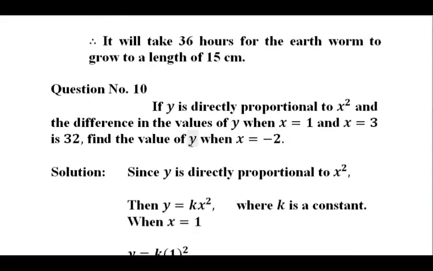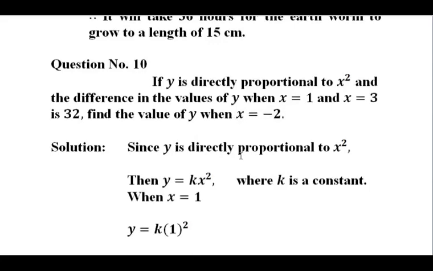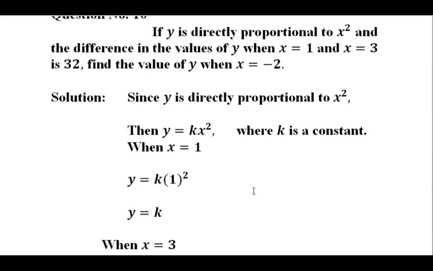Question number 10 from this exercise. If y is directly proportional to x square and the difference in the values of y when x equals 1 and x equals 3 is 32, find the value of y when x equals negative 2. Now since y is directly proportional to x square, then y equals kx square, where k is a constant. First, we need to determine the value of this constant k.